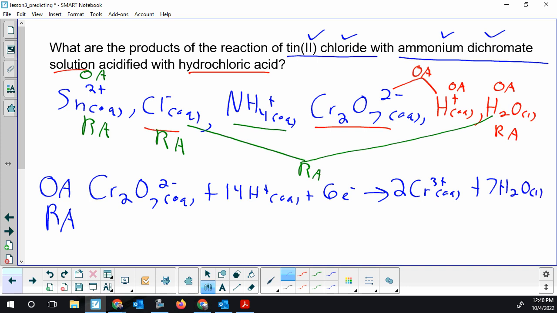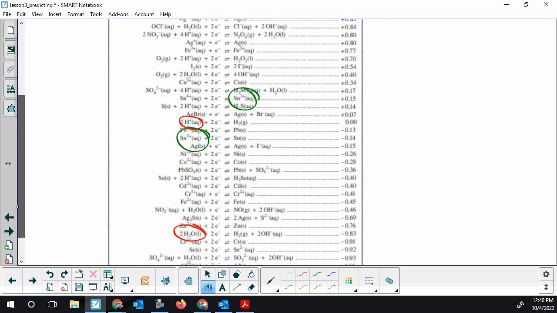So that's our reduction. We take dichromate, turn it into chromium ions and some water. Now I've got to scan the other list, my reducing agents. I've got tin 2, I've got chloride, I've got water, and I've got a chloride water pairing. So now I'm starting at the bottom.